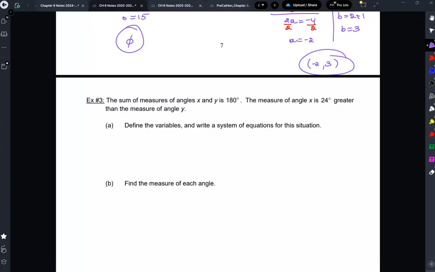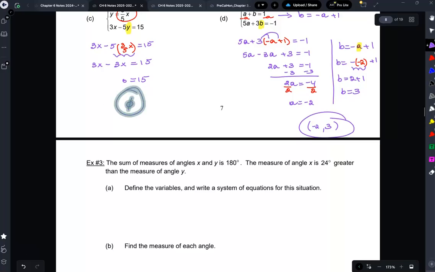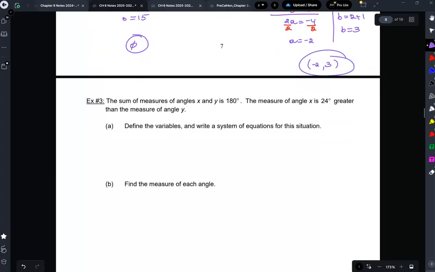You can do that too, but if you just leave it as 0 equals 15, then it's not complete. You have to then go the other step. Okay, let's do this one.